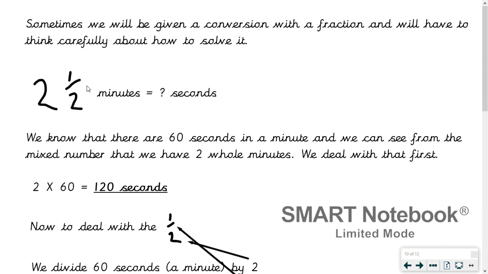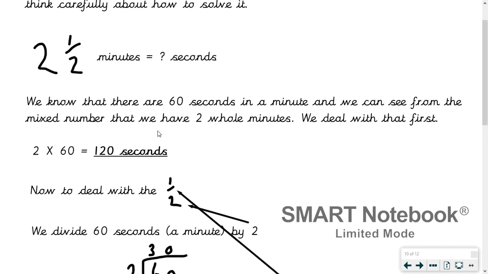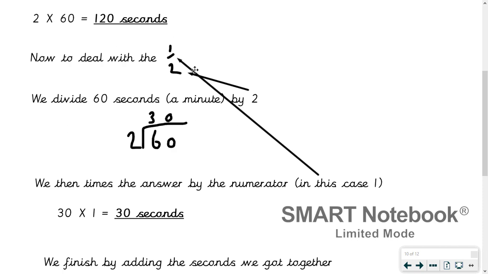Done with. We have done the whole number of our mixed number. We then have this half a minute to look at. So that's where we do some fraction-y stuff. So we've got half, and we know the denominator. We know there are 60 seconds, and we're going to split the 60 seconds using the denominator into that many parts. So we've got 2 as our denominator, so we put that as our divisor outside. 60 goes underneath. 60 divided by 2 is 30. So we know that there are going to be 2 equal parts of 30.